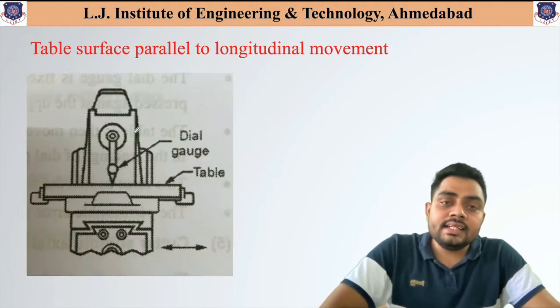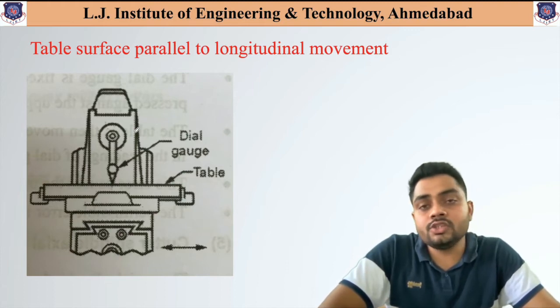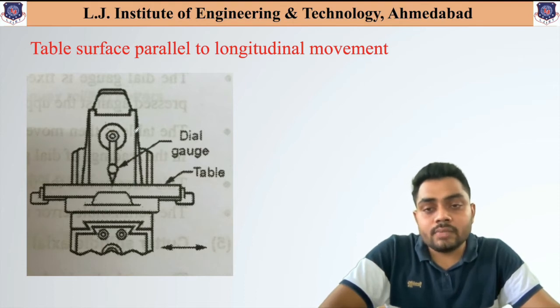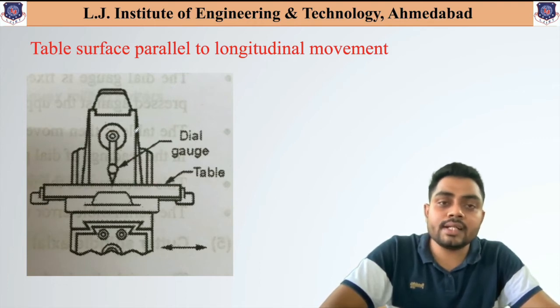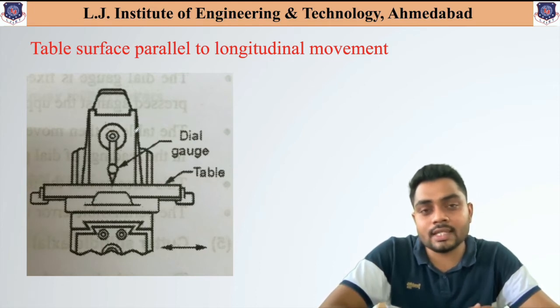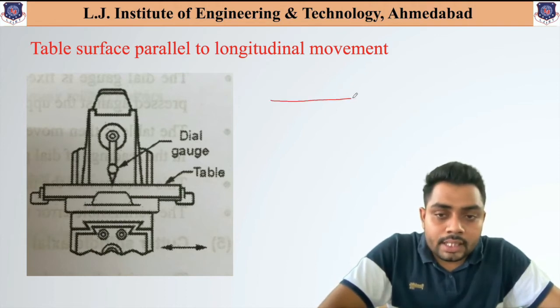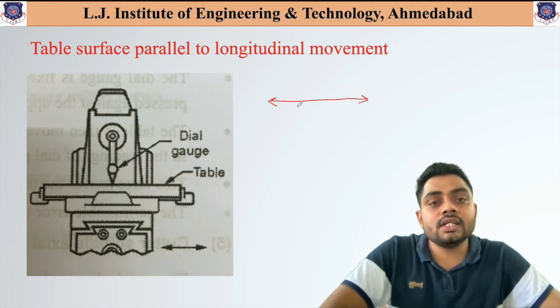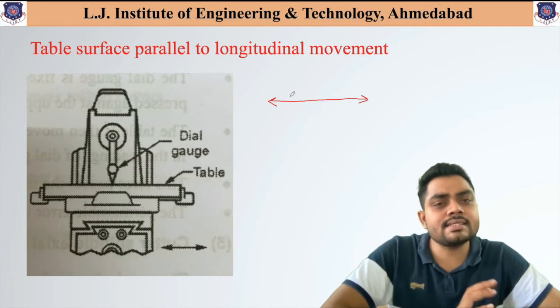Similarly, the second test is to check if the table surface is parallel to the longitudinal movement or not. That means during the longitudinal movement of the table, we check whether the table is traveling entirely in the parallel direction, or if it is inclined at a certain angle or moving in an angular direction. The table needs to move in the horizontal direction only, but due to continuous working operation there are chances that the table may get slightly inclined.